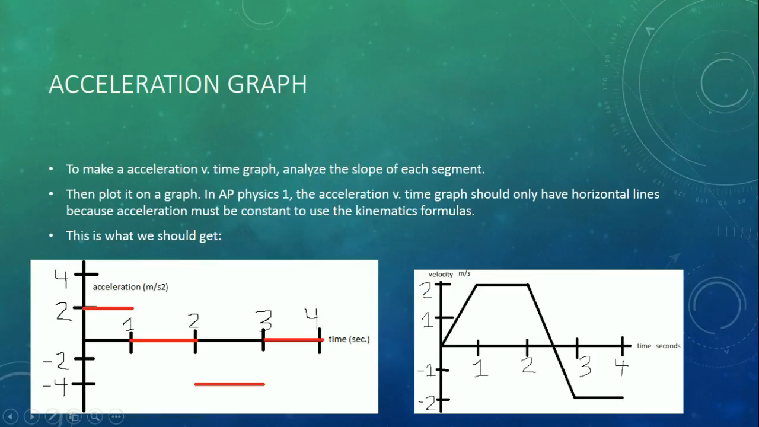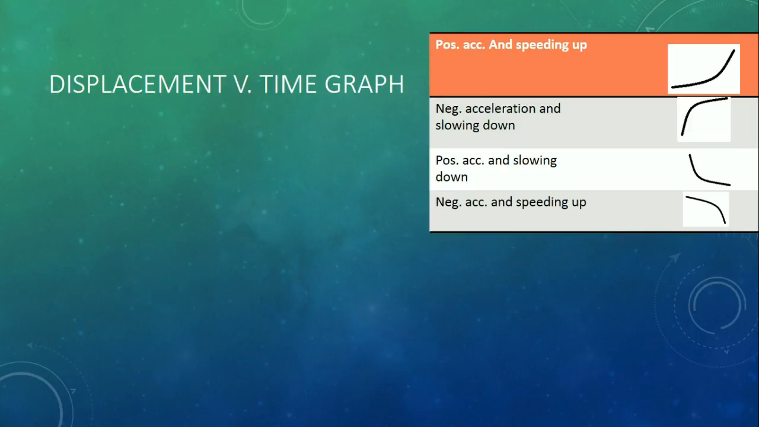So acceleration versus time graphs are pretty straightforward. You just analyze the slopes of each segment and plot it on a line. And they should always be horizontal if you're in an algebra-based physics class. Displacement versus time graphs are a little more tricky because they have some curves.